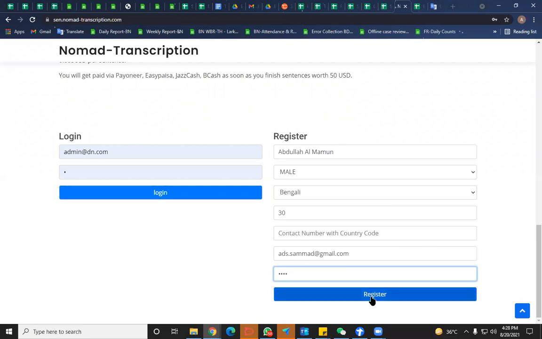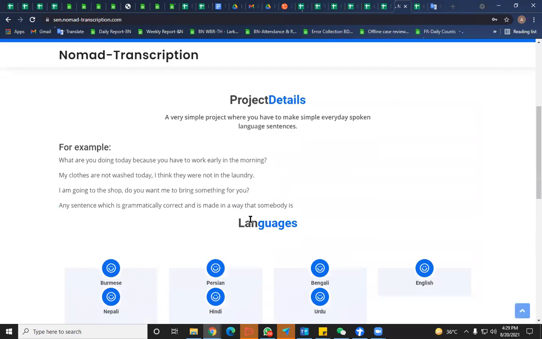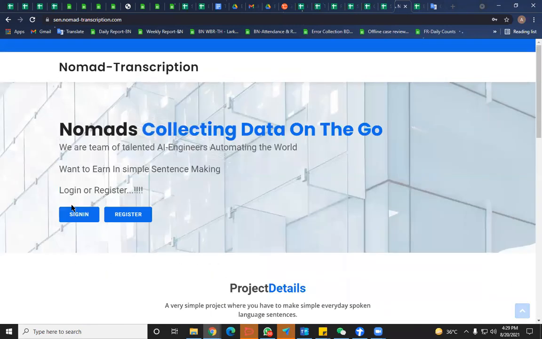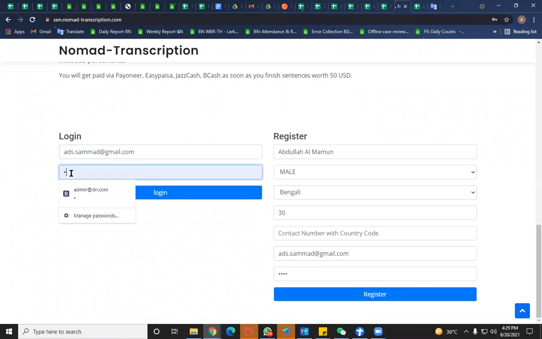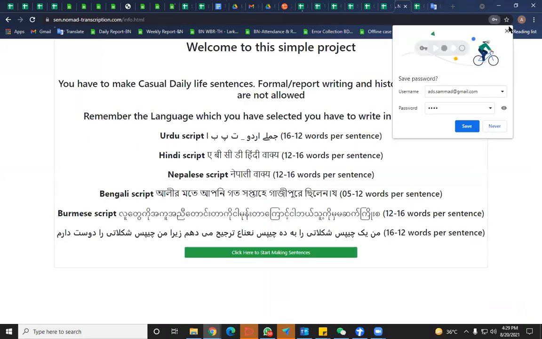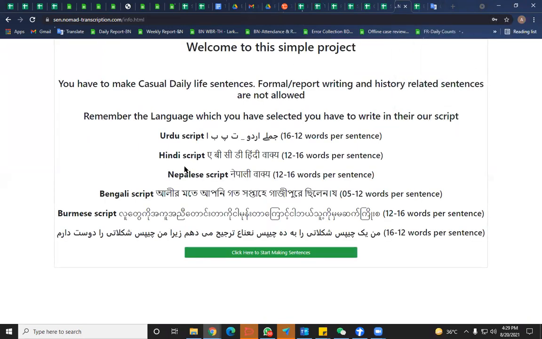Once you have registered, click on register, and it's going to register you, and again this page will open. Once this opens, click on sign in. Here mention the email address that you have registered. See, this is how you sign in.